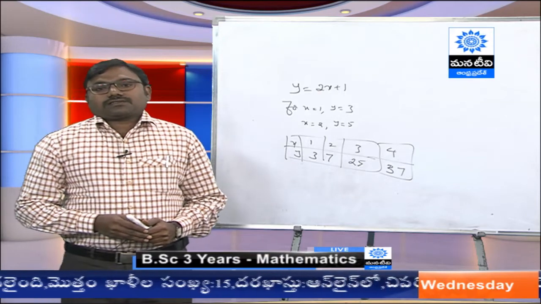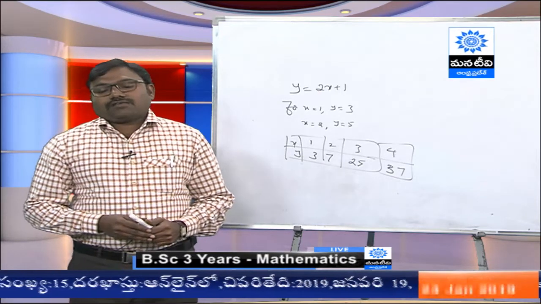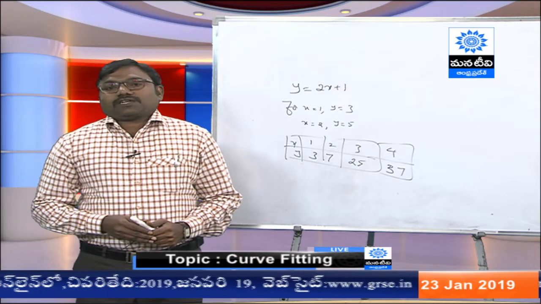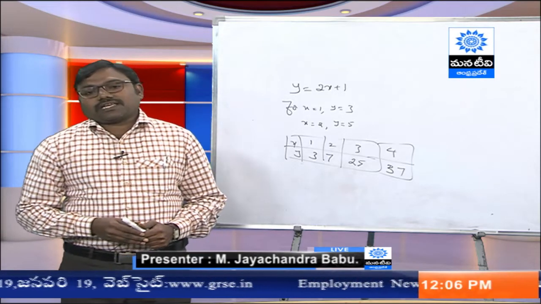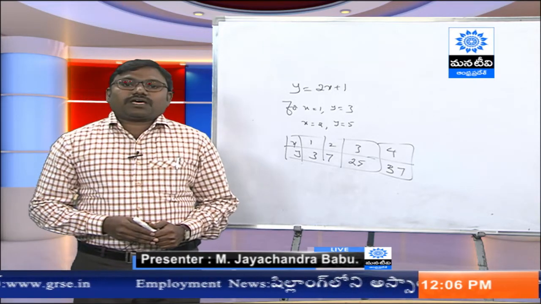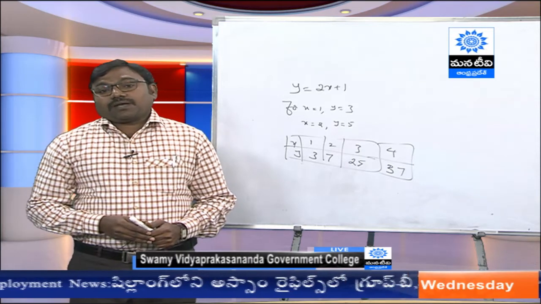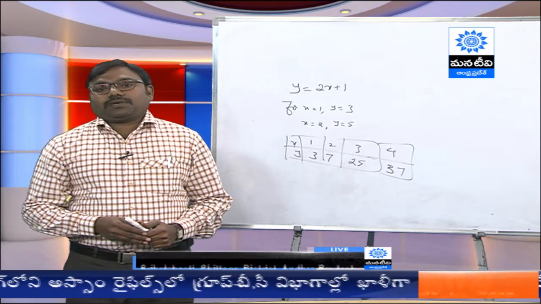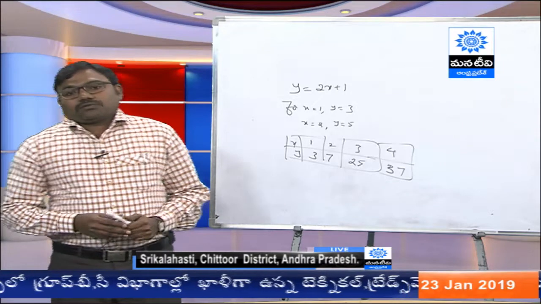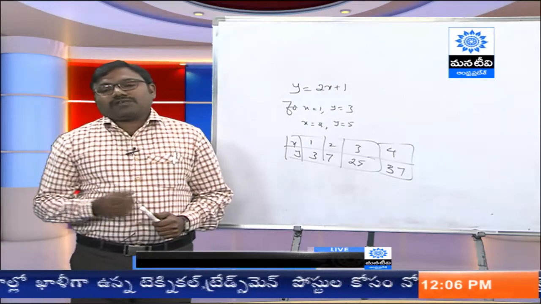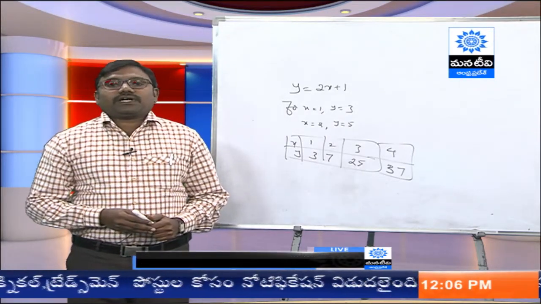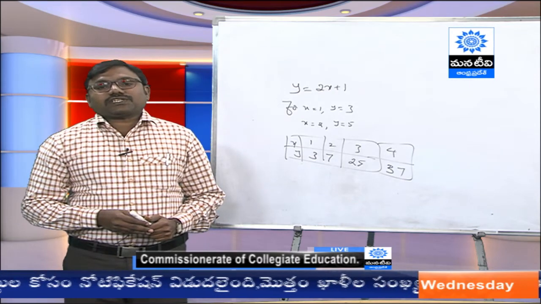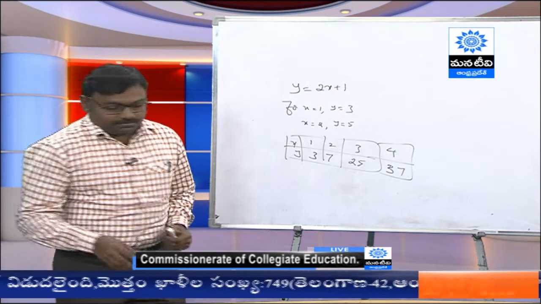In this class, I will explain two types of curves. One is a straight line or first degree polynomial, second one is a parabola or second degree polynomial. Before going further, I will explain briefly about the minimization of a function of two variables.